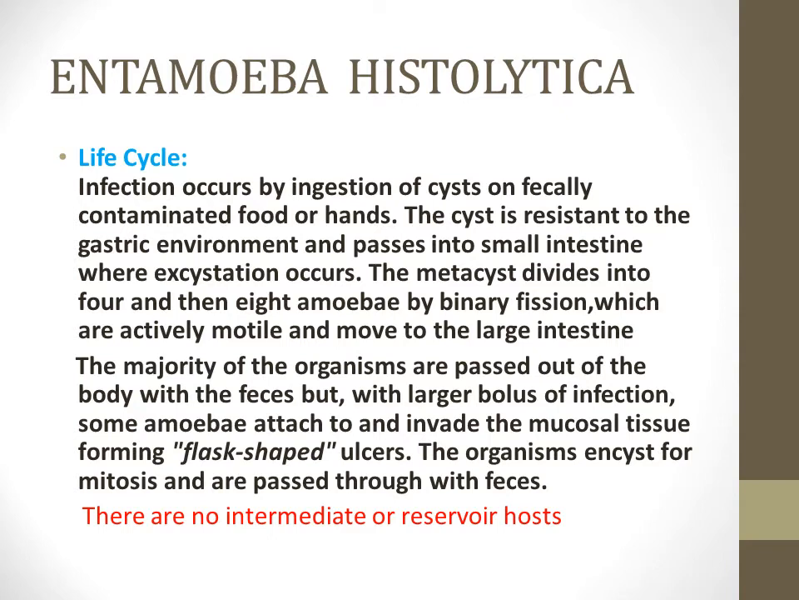However, in some organisms, if the infection is not high, the trophozoite form undergoes encystation again and is transmitted through the feces outside the human body. However, some of these amoebae may attach to the mucosal tissue to form flask-shaped ulcers. There is no intermediate or reservoir host.